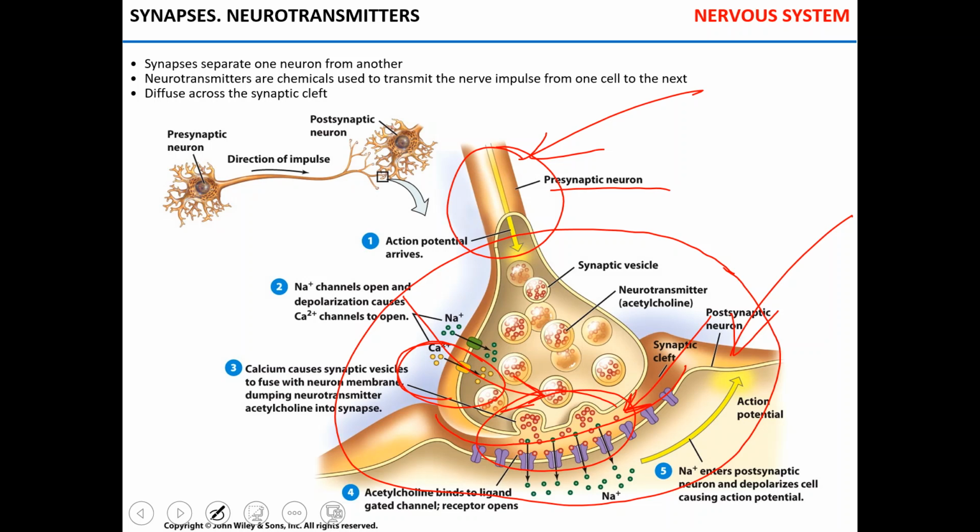So the neurotransmitter, in this case acetylcholine, is the chemical that transmits the signal from one neuron to another across the synapse. The neurotransmitter binds to the receptors on the postsynaptic neuron, opening sodium channels. So essentially, in this case, you can see these little channels here. Those are ligand-gated channels. The neurotransmitter binds to these ligand-gated channels, opens them, and sodium flows into the postsynaptic neuron, depolarizing it and leading to the formation of an action potential.